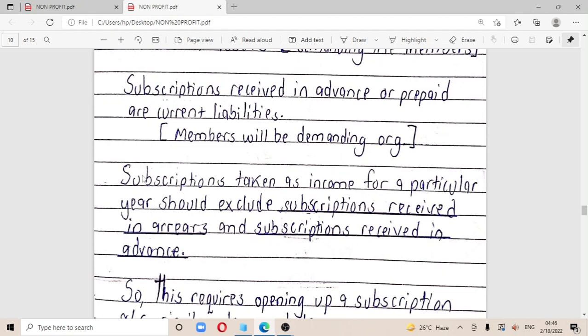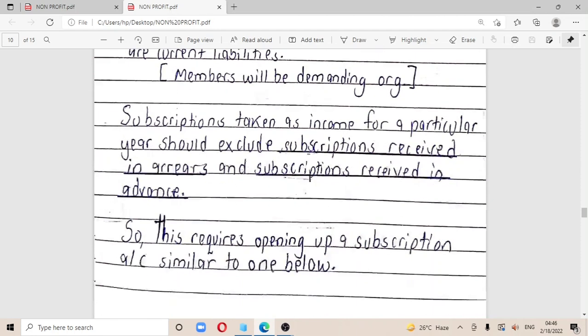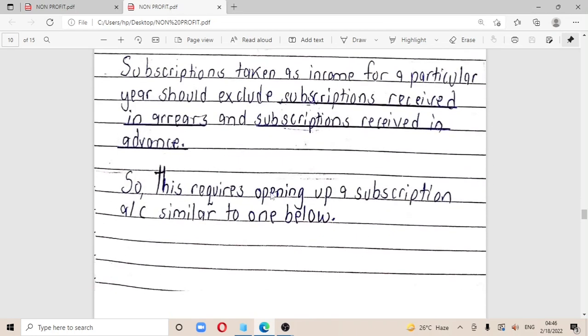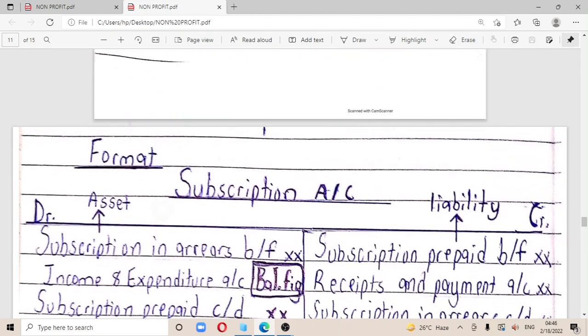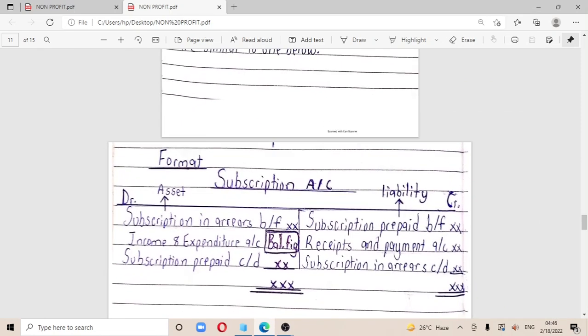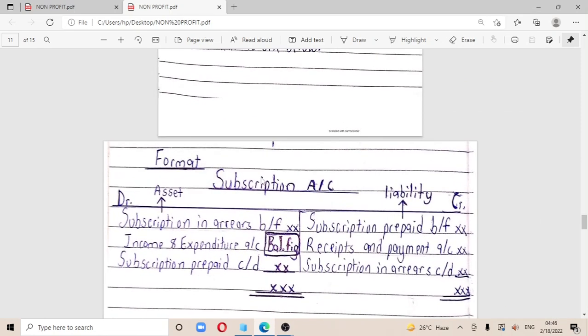So if I told you to consider them as subscriptions taken as income for a particular year, they must exclude the ones received in arrears and the one received in advance. So this requires opening up a subscription account similar to this one below. We have a format whereby we have a subscription account, and with this format we get to have a debit side and a credit side.